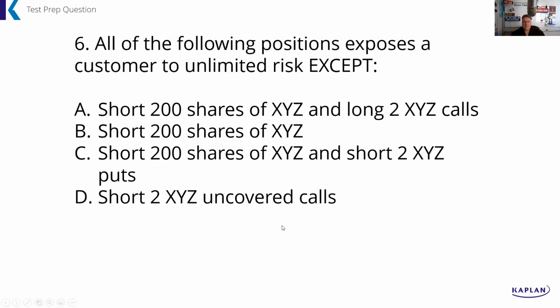All the following positions expose a customer to unlimited risk except. I like this one as well, right? We have in here a partial hedge. C is a partial hedge. To effectively hedge being short 200 shares, you don't need an obligation to buy the stock. You need a choice. We said for protection, you're going to buy. B is unhedged. That has unlimited risk. C has unlimited risk. And D has unlimited risk.